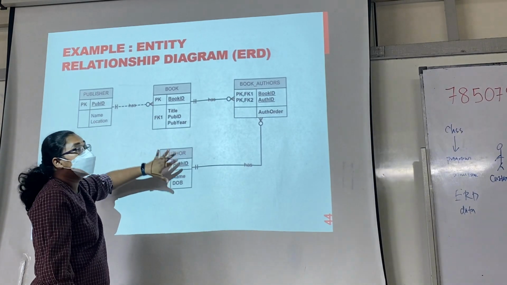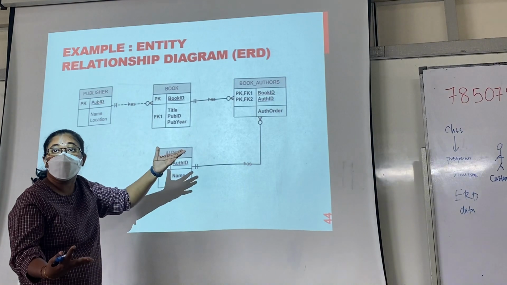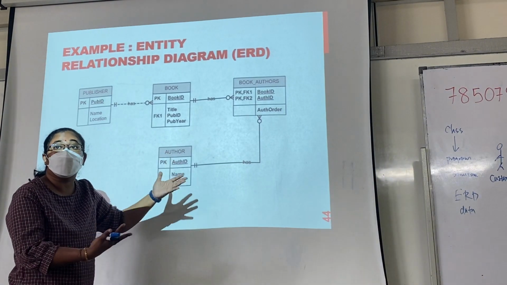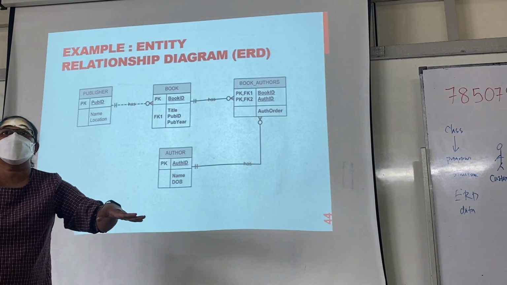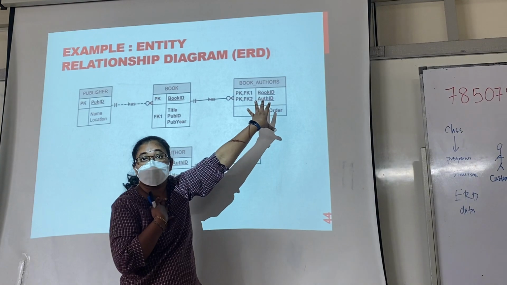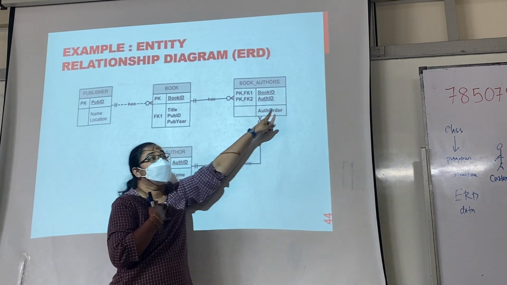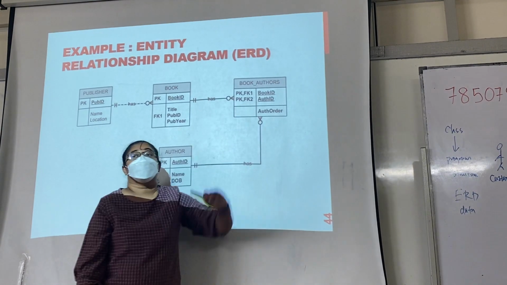One book can be written by many authors. One author can write many books. So what do I do? This many to many relationship I cannot implement in a database. I need to resolve it. How to resolve? I add another entity all by myself, and can put any suitable name. Then break down the many to many to become one to many, one to many.